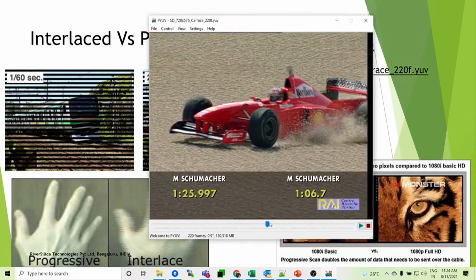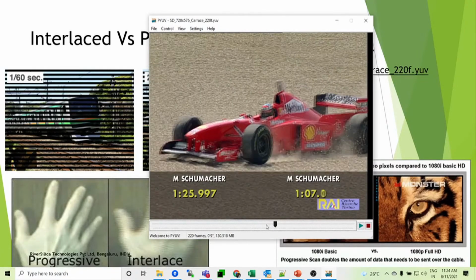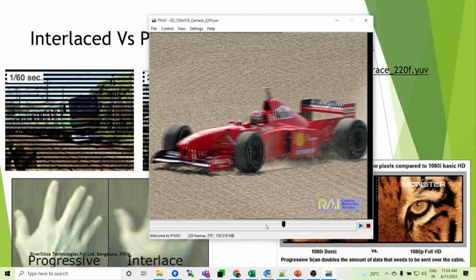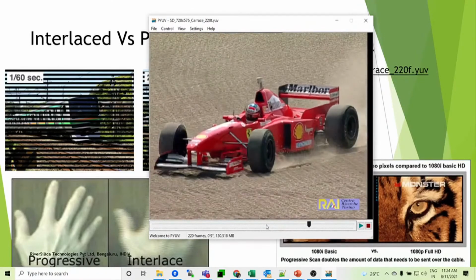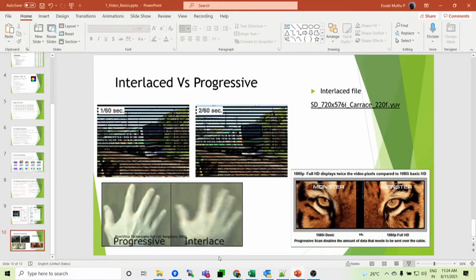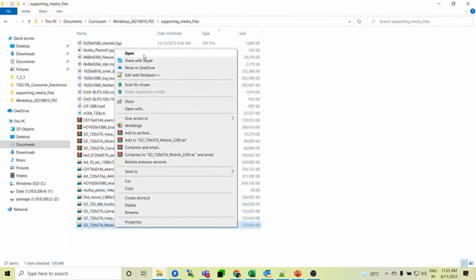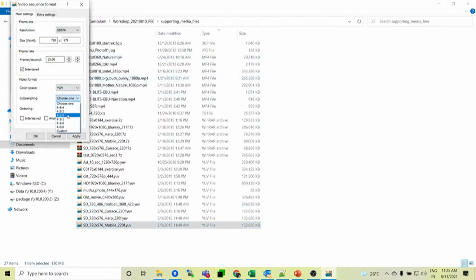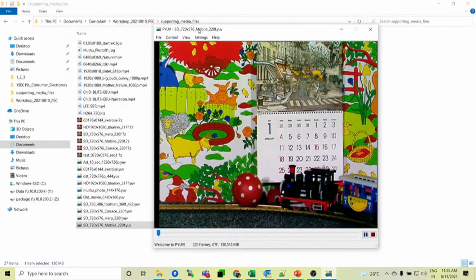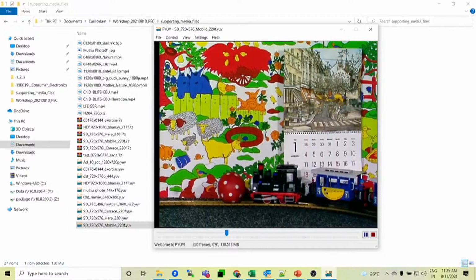So how do you do that? You just click here and then look at it frame by frame. So much combing artifact. It is called an interlaced picture. But will I see that combing artifact in a normal video? No. For example, I'll take car race mobile, 576. Okay, I'll stop. I'll play. This is progressive.